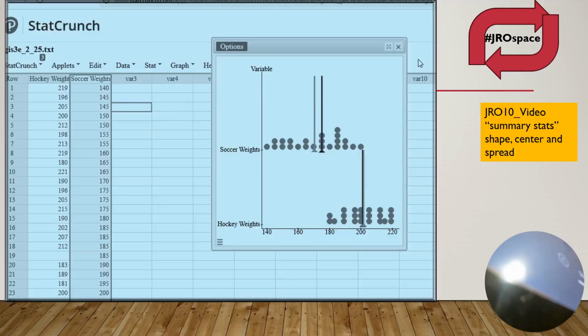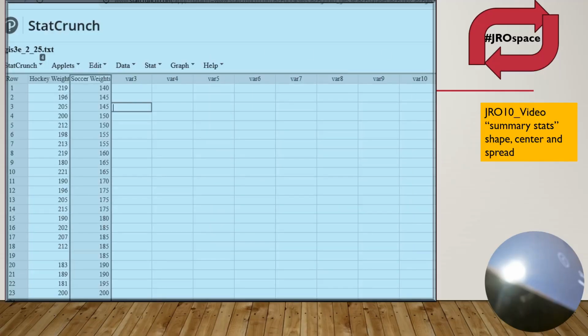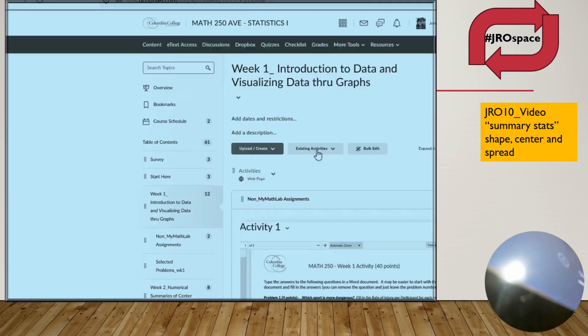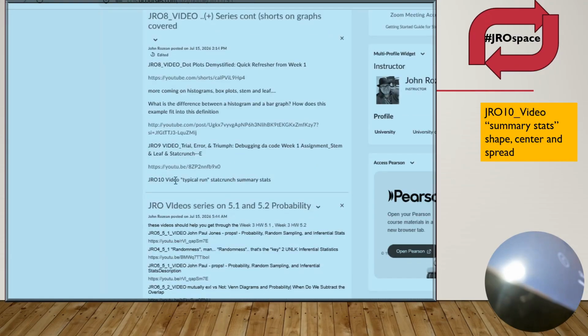Anyway, that should complete our J row 10, or I forgot which one we were doing here. Yes. This will be the J-Row video, typical run, StatCrunch, Summer Stats. And I went ahead and threw in some analysis from those graphs and StatCrunch that you can use for whatever. I'm getting tired and I'm not connecting. But anyway, you can use that when you're asking your questions about shape, center, and spread. Alrighty, let's see if I can get this.